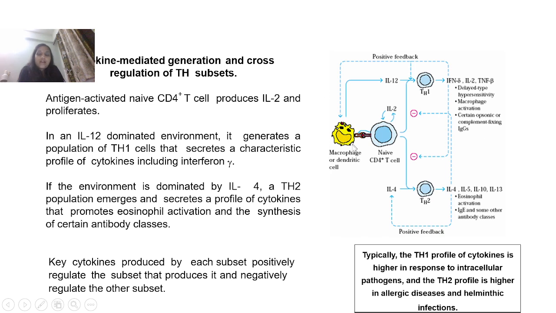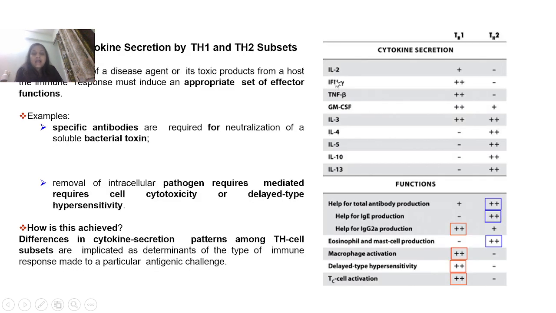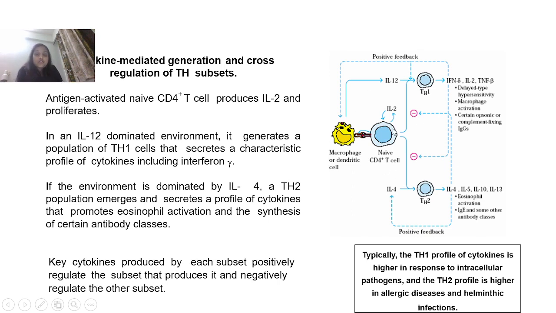So here you can see via the MHC molecule, this macrophage or dendritic cell is presenting the antigen to the T cell receptor. So this naive CD4 T cell is receiving the antigen and it is getting activated. So it is producing IL-12, IL-2. So here you saw that IL-2 is produced by Th1 cells. So since it is producing IL-2, this IL-2 will produce Th1 cell.